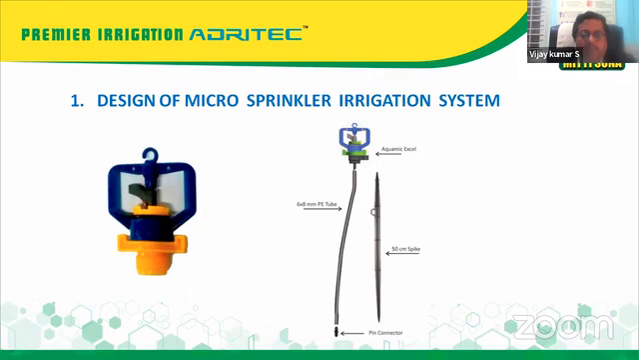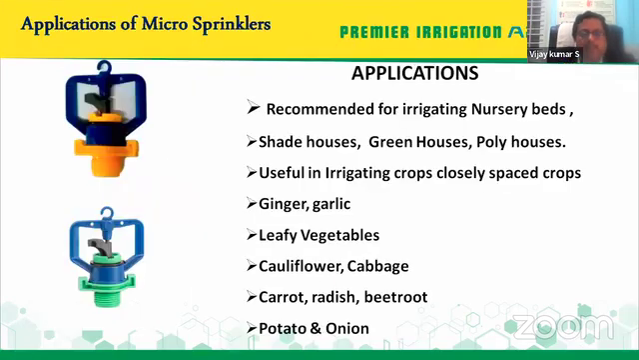Now let us see what the design parameters for the micro sprinkler irrigation system are. The application of the micro irrigation system, like I told you in the beginning itself, is that it can be used for irrigating nursery beds, shade houses, greenhouses, poly houses, even for closely spaced crops like ginger, garlic, leafy vegetables, cauliflower, cabbage, carrot, radish, beetroot, potato, onion. It's a very popular product, and it's very easy to install and easy to design also.